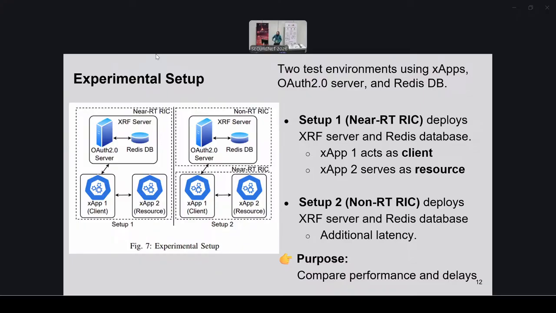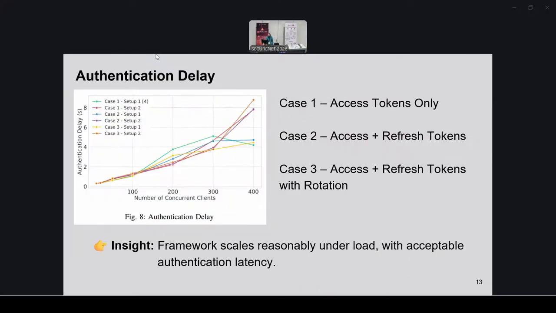And these things we also implemented in two different architectural setups. On the one hand, there is a local implementation where we have the XRF server consisting of OAuth2 and a database in the near-real-time RIC. Or we can place the same XRF server a layer higher, in the non-real-time RIC. So we wanted to see what the impact is with respect to latency of the position where you do this onboarding process. And then within these two setups, we compared three approaches: the one where you only have the JSON Web Tokens, the one where we use refresh in addition, and the one with rotation in addition. And as you can see, with respect to latency, there is a difference between the setups, of course.